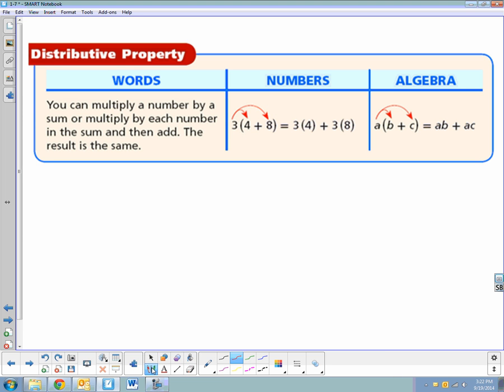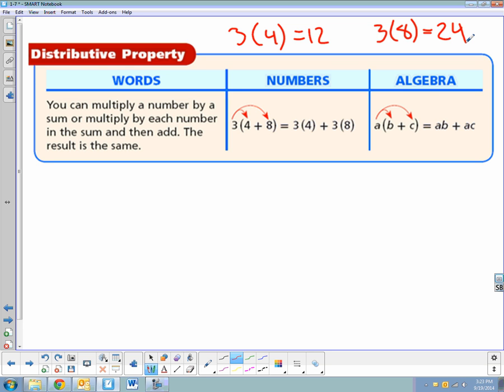and, well, let me even back up here. If we had 3 parentheses 4, that's 3 times 4. That's going to give me 12. If I had 3 parentheses 8, that's 3 times 8, and that's going to give me 24. So the parentheses means multiplication.